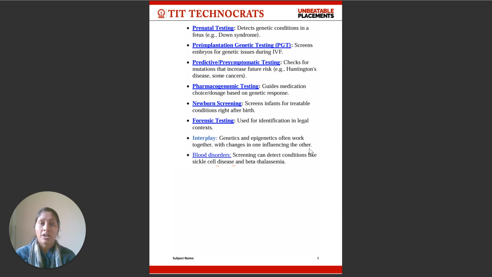Next, pharmacogenomic testing guides medication choice and doses based on genetic response. Newborn screening screens infants for treatable conditions right after birth. Then forensic testing is used for identification in legal contexts. Then interplay: genetics and epigenetics often work together, with changes in one influencing the other. Then blood disorders: screening can detect conditions like sickle cell disease and beta thalassemia.